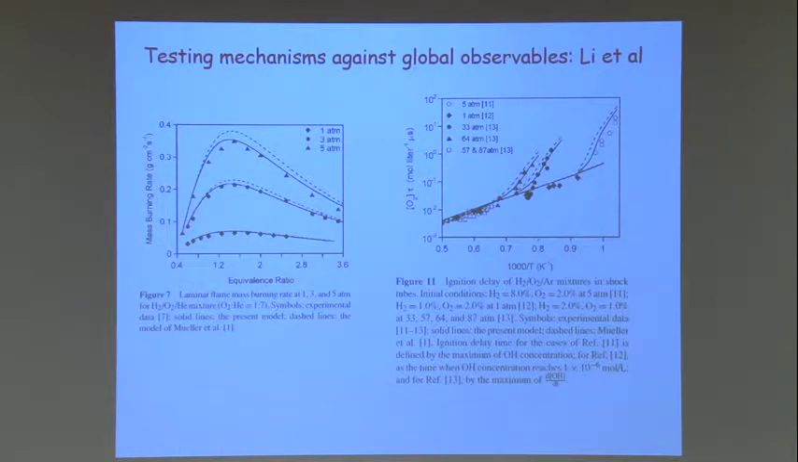These mechanisms are then tested against global observables. So this is the mass burning rate, and this is the ignition delay time. And so these are simulations of those processes based on the mechanisms. So the dotted lines are the original Muller mechanism, and then the full lines, the Li mechanism, which is a modification of it. And similarly here, for these ignition delay times for hydrogen, oxygen, argon in shock tubes.